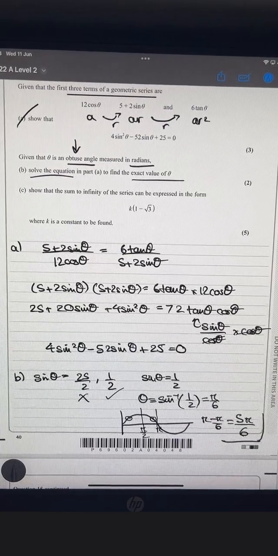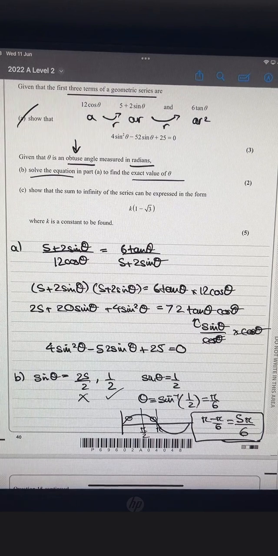So that is my theta value there, 5 pi by 6. Because remember, it's obtuse, so you know it's between 90 to 180. And yeah, that's how that one works.